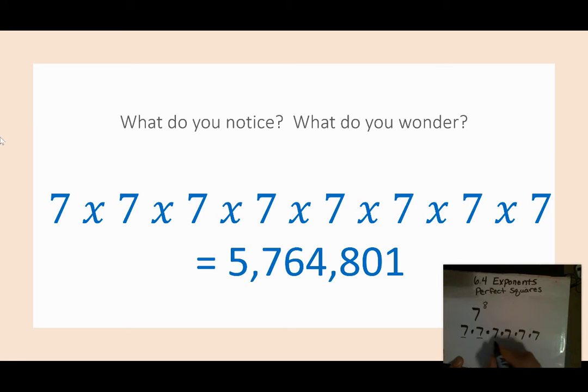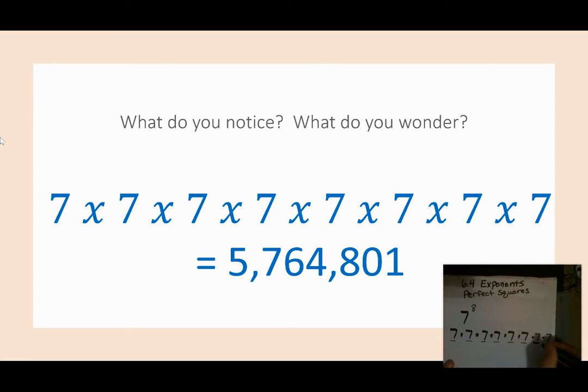So we have 1, 7, 2 sevens, 3 sevens, 4 sevens, 5 sevens, 6 sevens, almost there, 7 sevens, and 8 sevens. Okay? These say the same thing. They both equal the same amount. 7 to the 8th power and 7 times 7 times 7 times 7 times 7 times 7 times 7 times 7 is the same thing. This is the exponential form. This is the expanded form. They're the same thing.